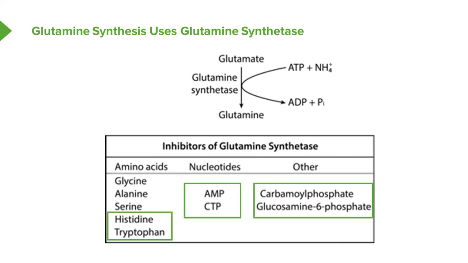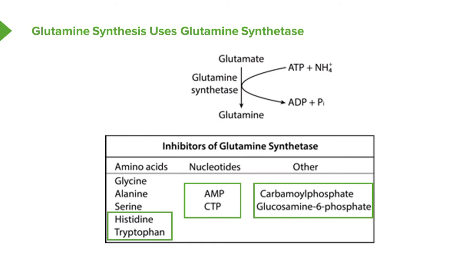This enzyme is regulated by a wide variety of things, and some of them are shown on the screen here. These are things that inhibit this enzyme. The molecules that I have drawn the boxes around are all molecules that are made from glutamine. We see histidine and tryptophan among the amino acids. We see AMP and CTP among the nucleotides. And we see carbamoyl phosphate and glucosamine 6-phosphate among other molecules.